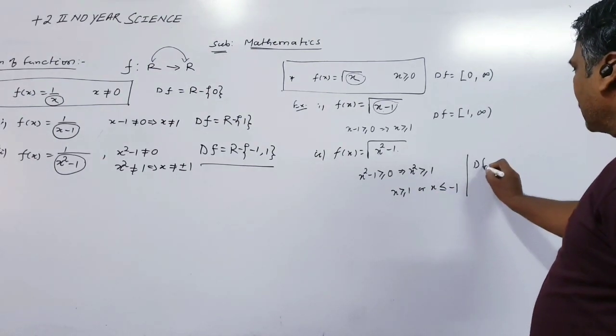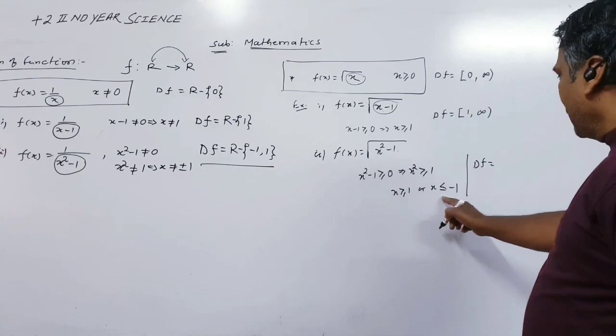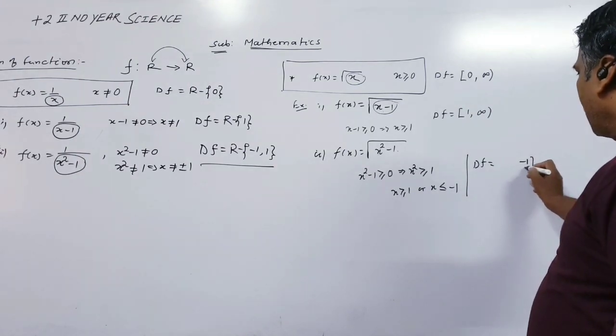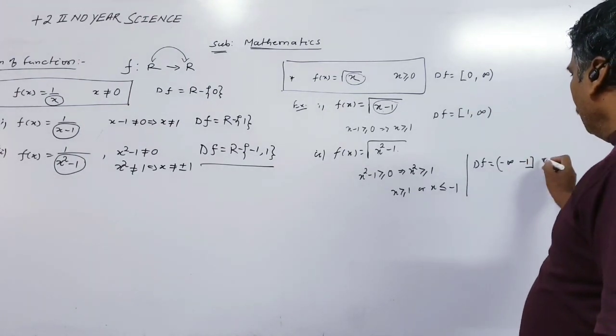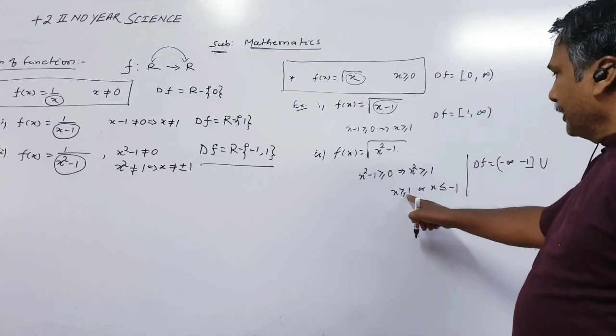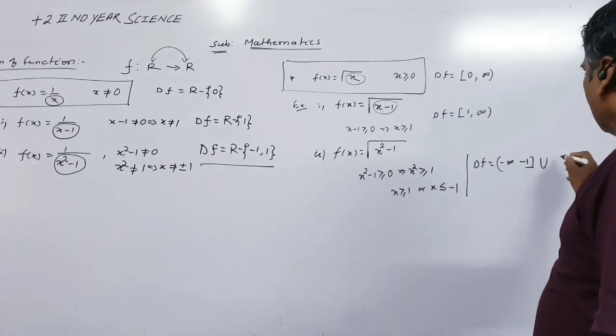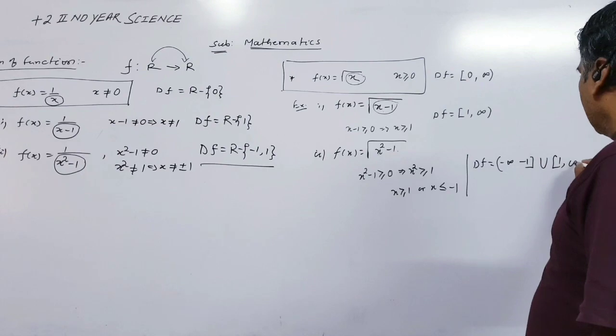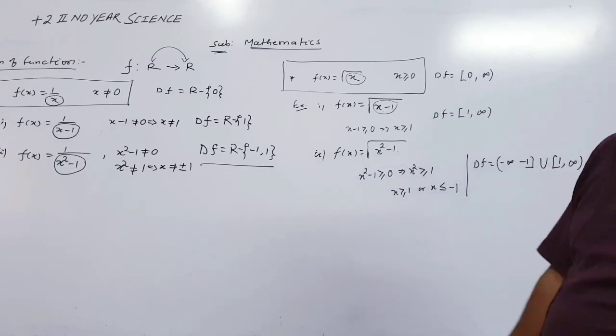So the domain of the function is less than or equal to minus 1, that is, from minus infinity up to minus 1, union greater than or equal to 1, that is, from 1 to infinity. This is the case.